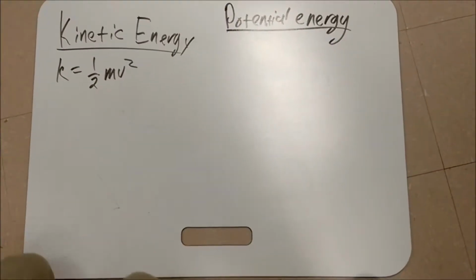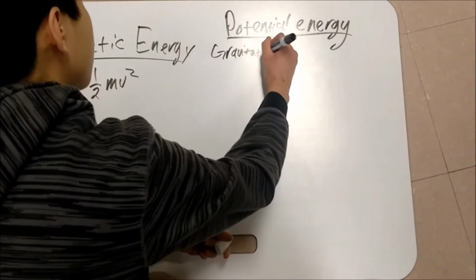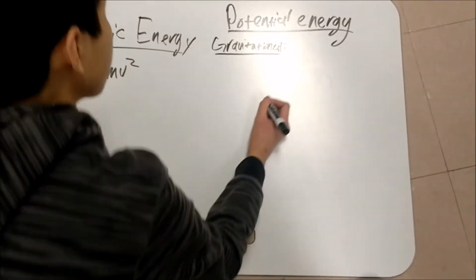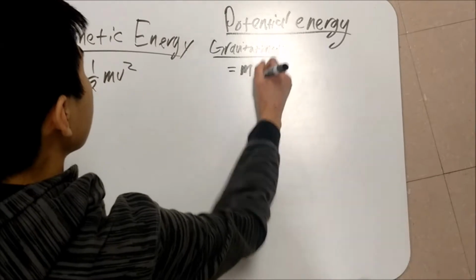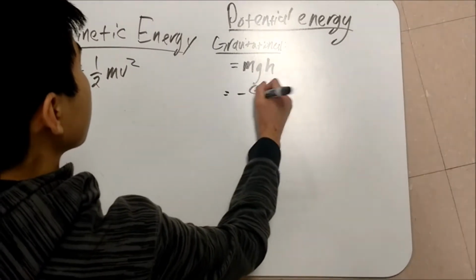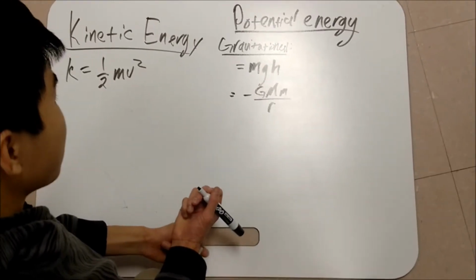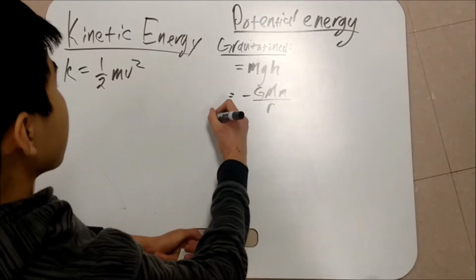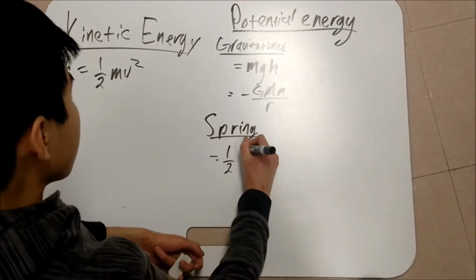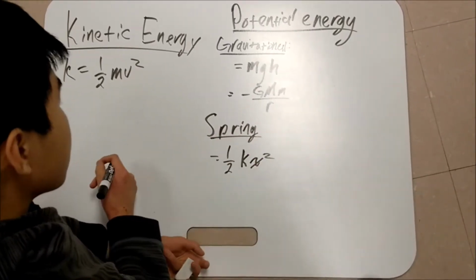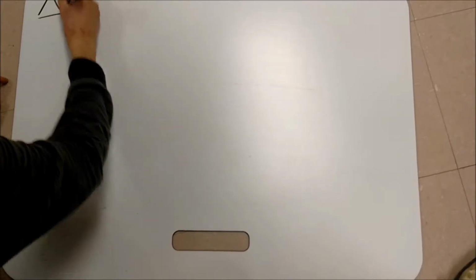Gravitational potential energy at the surface of a planet, the type we are used to living in, is equal to mgh. h is the distance from the height we pick to be zero gravitational potential energy. Gravitational potential energy between two planets is negative big G times the mass of planet 1 times the mass of planet 2 divided by the square of the distance between them. For springs, potential energy is equal to 1/2 k x squared, where x is the distance from the rest length of the spring.